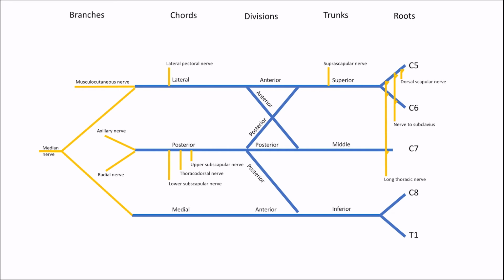Now, from the medial cord, you have the medial pectoral nerve, which, as mentioned before, joins the lateral pectoral nerve to supply pectoralis major and minor. You have the medial cutaneous nerve of the arm and the medial cutaneous nerve of the forearm, which supply cutaneous sensation to those regions. And finally, you have the ulnar nerve. This supplies most of your muscles of the hand and some muscles of the anterior compartment of the forearm.